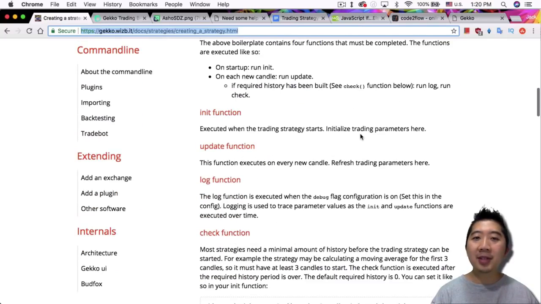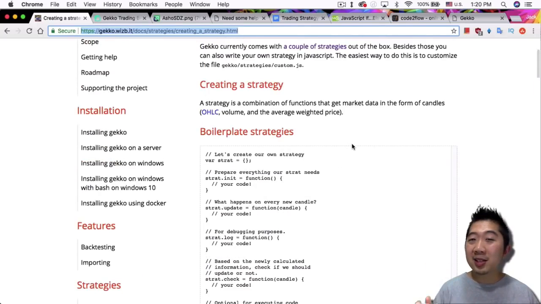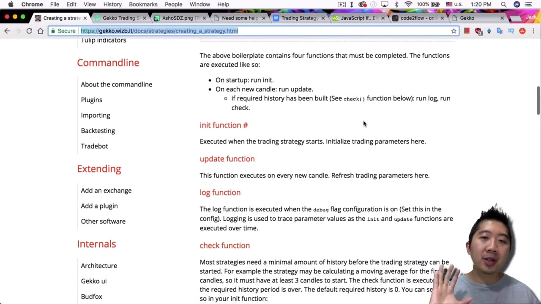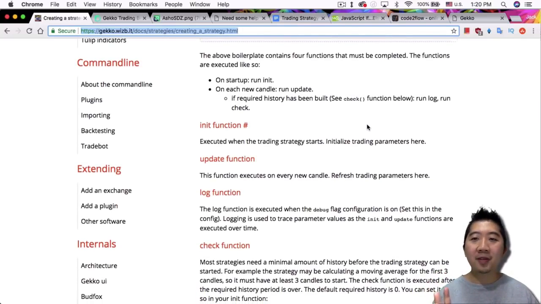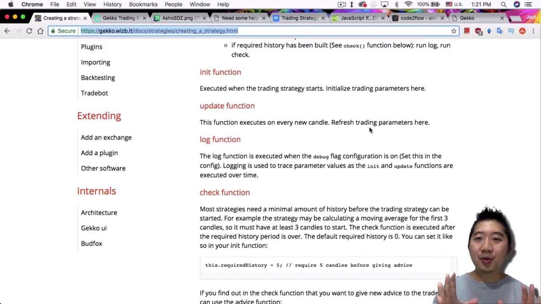So what you really have to understand is these four functions within the strategy file. Each of these strategies is just a JavaScript file. The four functions here are very important: the init function, the update function, the log function, and the check function. Really it's just the init function and the check function, probably the one that I will show mostly today.